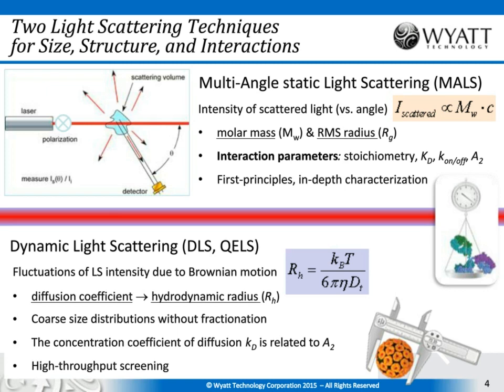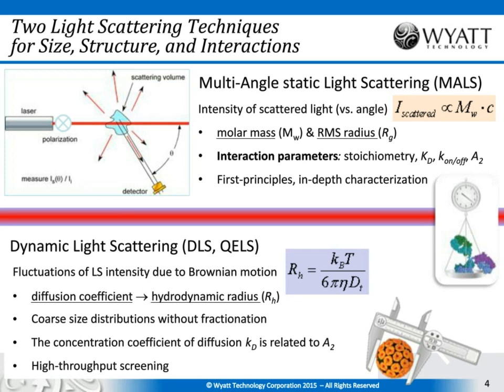You can get some measures of interactions. So the concentration coefficient of the diffusion coefficient is a parameter known as kD. It's not the same KD as the equilibrium dissociation constant. Kind of unfortunate that they were given the same name, but there's a lowercase and uppercase. It is related actually to the second virial coefficient, that thermodynamic parameter related to nonspecific interactions. So we can use DLS to assess interactions as well.